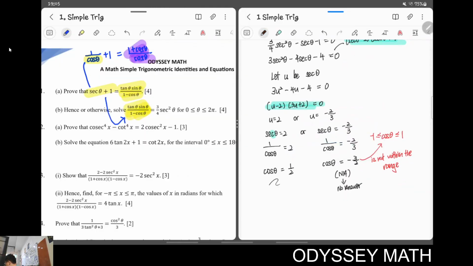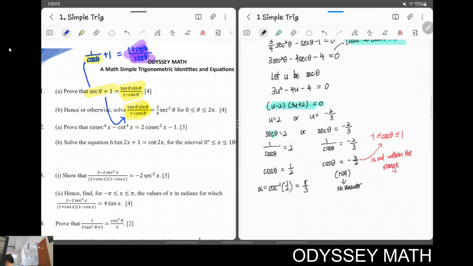So now we solve for this. Alpha equals cosine inverse of 1 over 2. So I want you to key in this now. Okay, cosine inverse of 1 over 2, and then you divide by pi. You will get 1/3. So this is pi over 3.